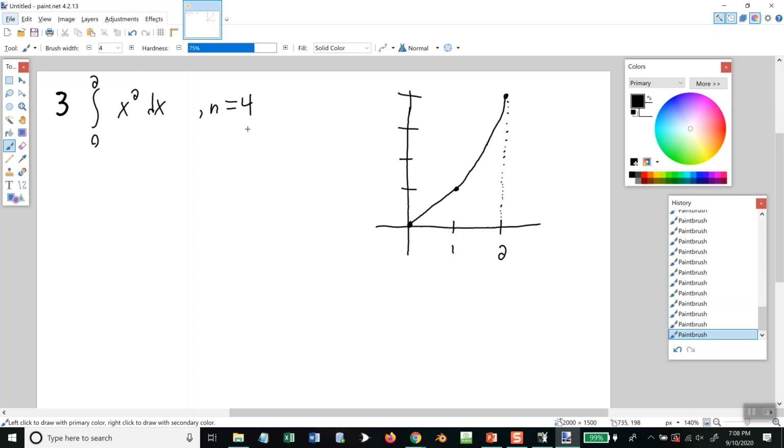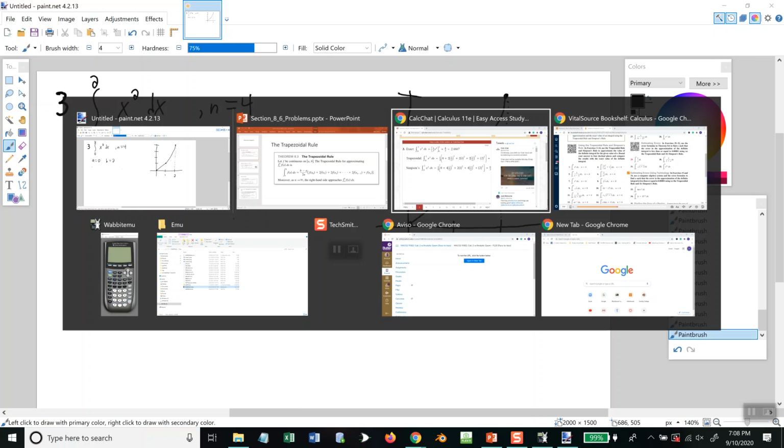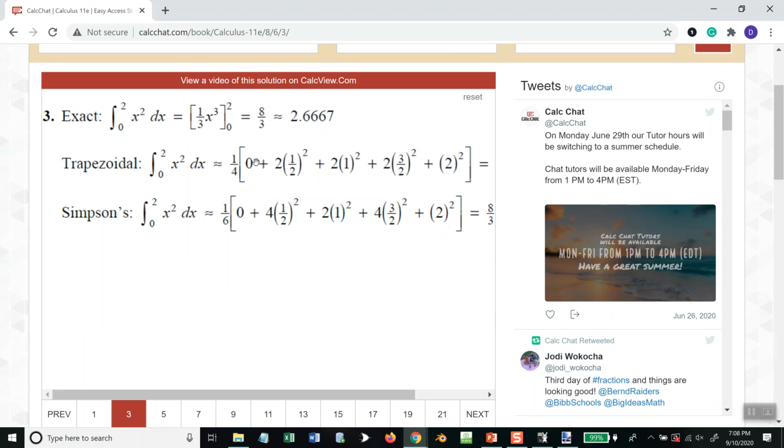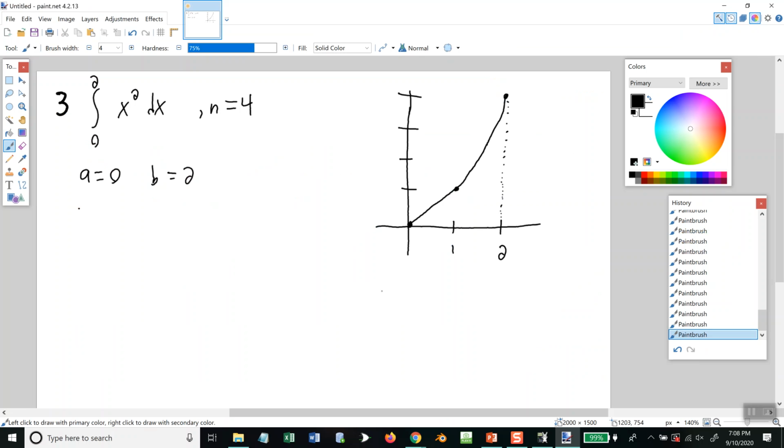Now a is going to be our lower number, so a is going to be equal to 0, and b is going to equal 2. We want to split this up into pieces. Specifically, it says n is equal to 4. See over here how they left this one off. But you have 1/2, you have 1, and you got 3/2. So we're splitting this up into 4 pieces like this.